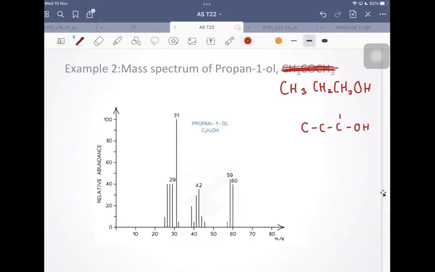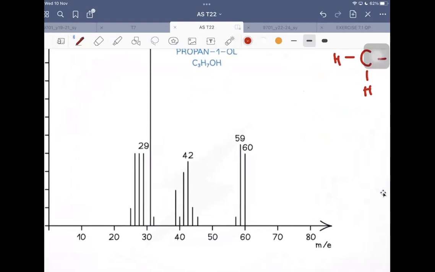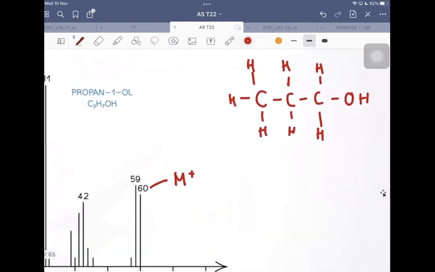If I were to draw this out, propan-1-ol means the OH is on the first carbon, so I've decided to draw my first carbon on the right. First thing to notice is the molecular ion, which is the biggest peak on the x-axis, the peak with the highest mass to charge ratio, 60. My suspect is that this is our molecular ion, M plus. Let's see if we take the MR of propan-1-ol: 12 times 3, plus 7 hydrogen, plus 16, plus 1, is 60. Yes, the MR is 60. That means the signal at 60 is caused by CH3CH2CH2OH plus. Do not forget your plus charge.